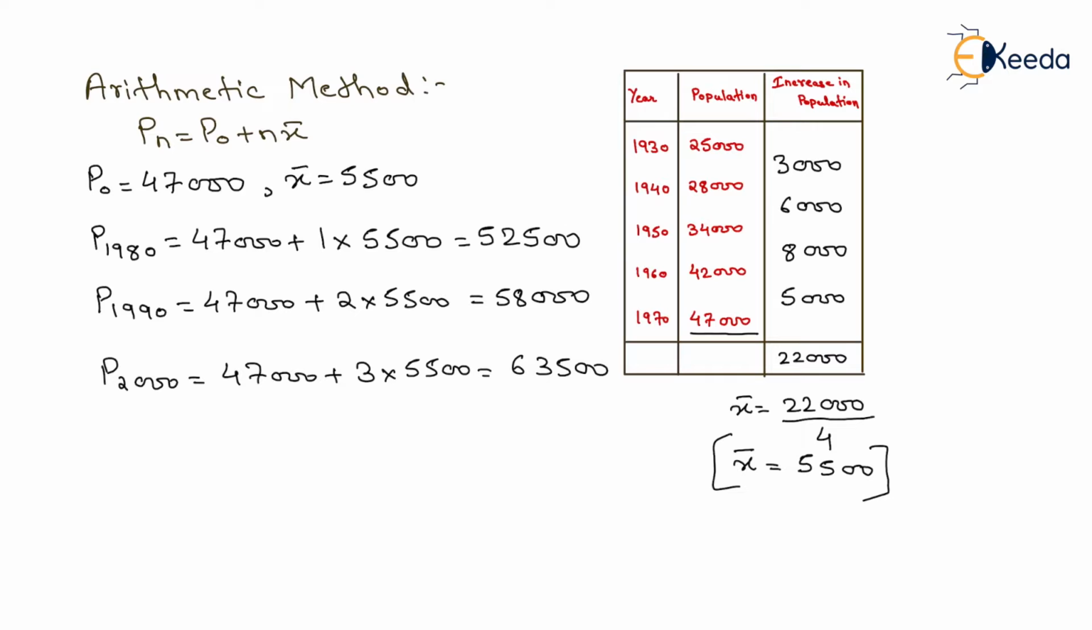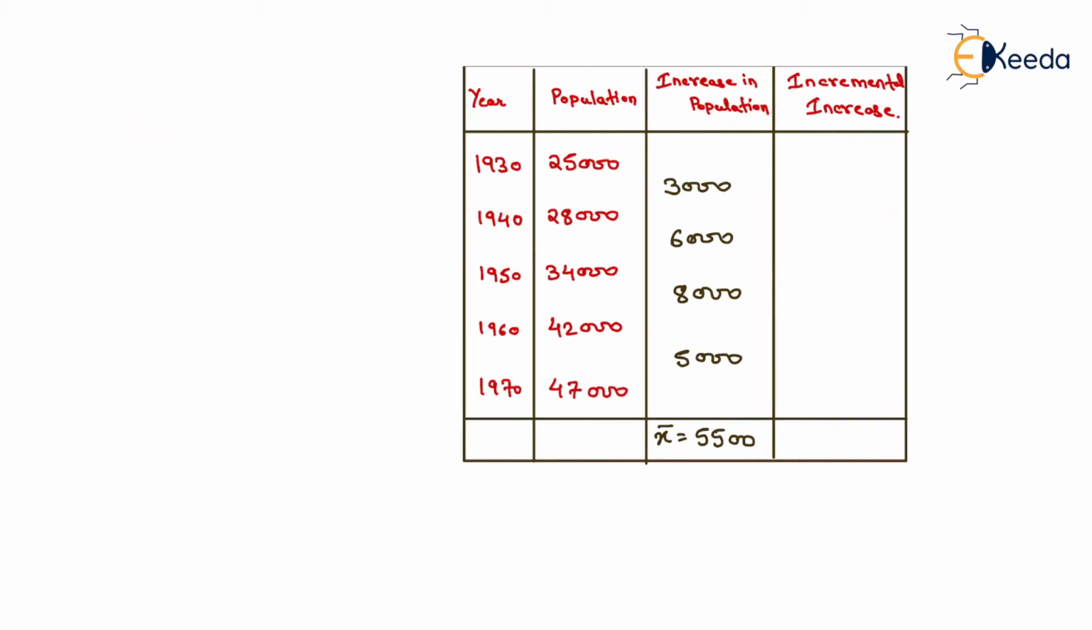Now we are going to discuss the incremental increase method. From the arithmetic method, we had calculated the values of increase in population, that is 3,000, 6,000, 8,000 and 5,000.